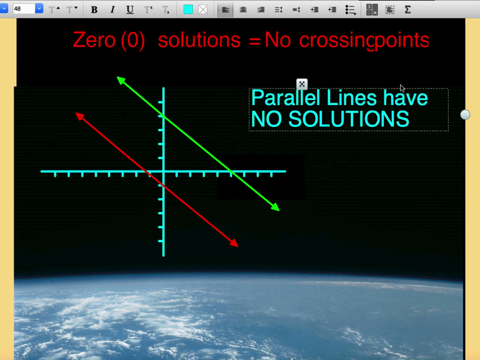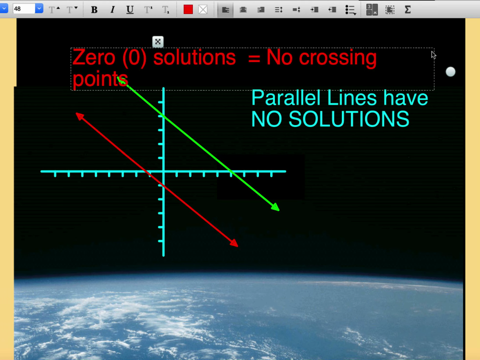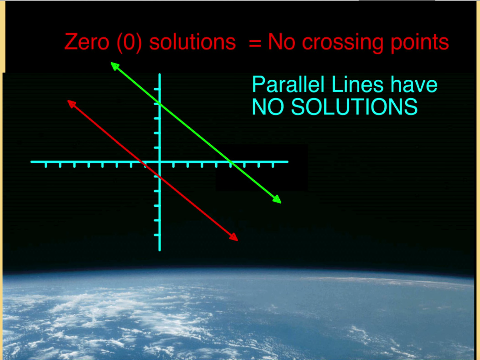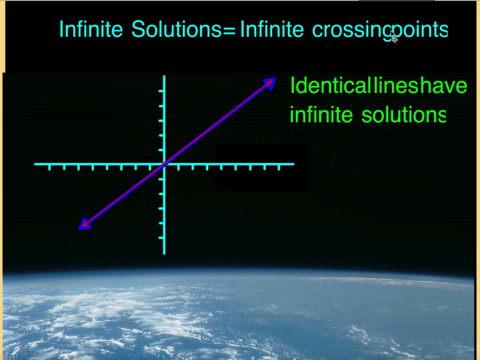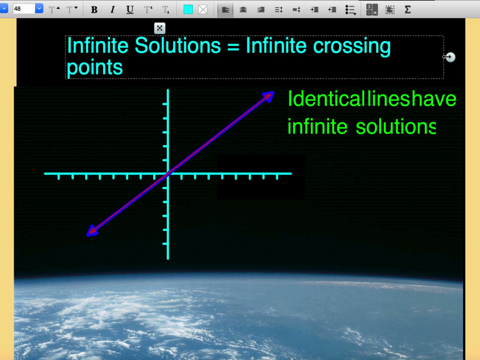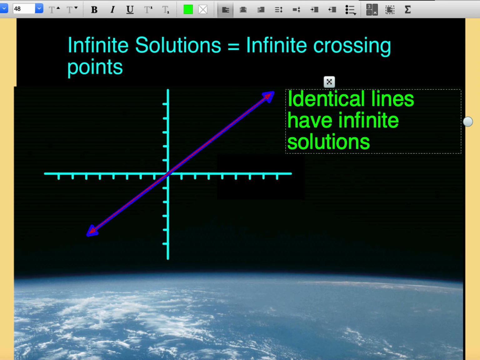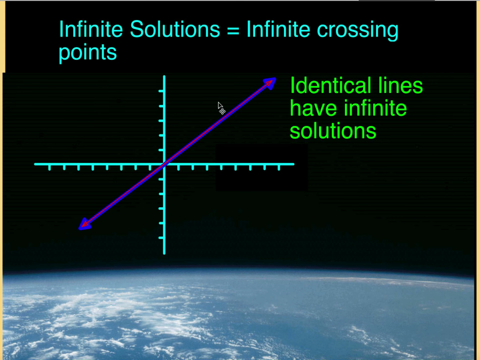Parallel lines have no solutions, so this is what they look like. You can see that they have no crossing points. And infinite solutions happen when they have identical lines. So you can see that this blue line back here exists, and then the red line just got graphed right on top of it.